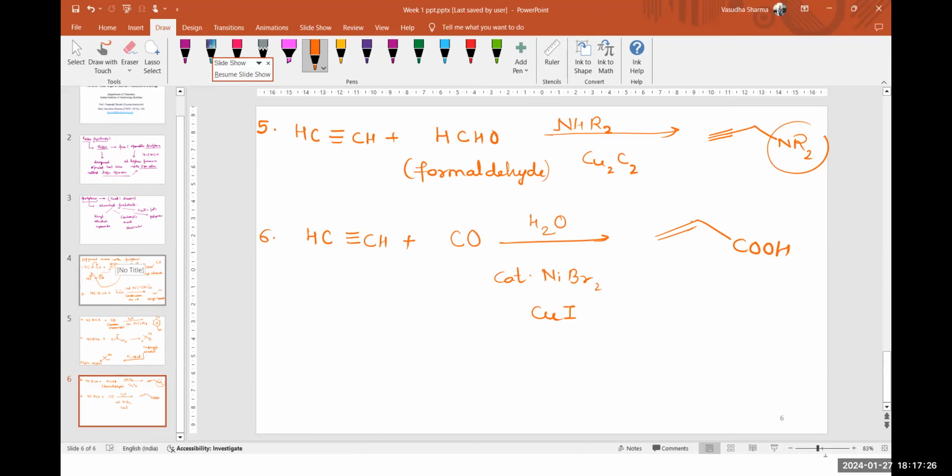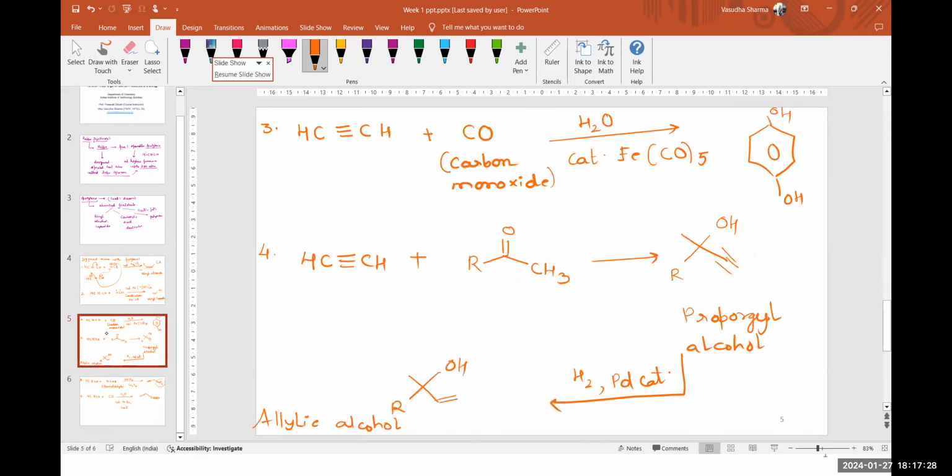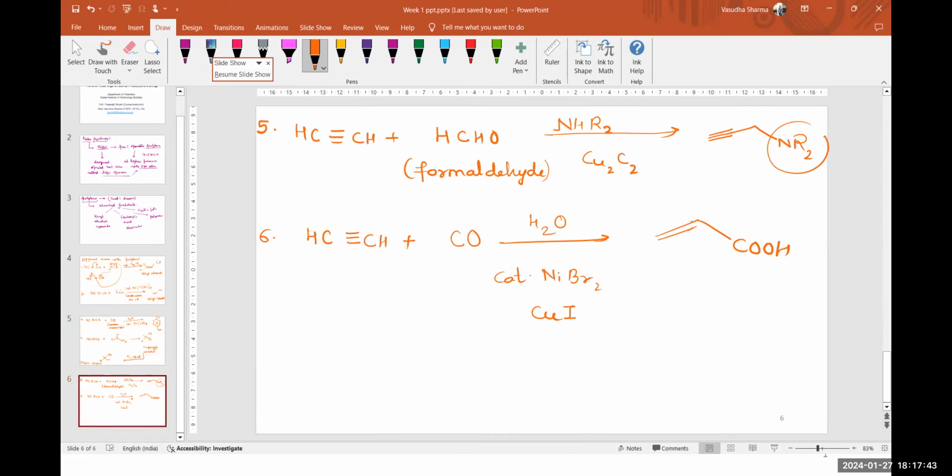Whereas in the previous reaction, when we saw it reacting with carbon monoxide in water, when the catalyst is changed, the mechanism goes through a different pathway. Therefore, we ended up having this product. And when the catalyst is nickel bromide in the presence of copper iodide, it gives us a carboxylic acid over here.